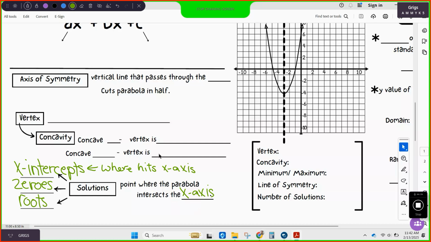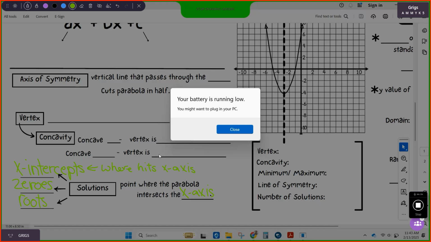Alright, looking at a parabola, look at that top one next to the table. How many times does it hit the x-axis? One time? At the origin.